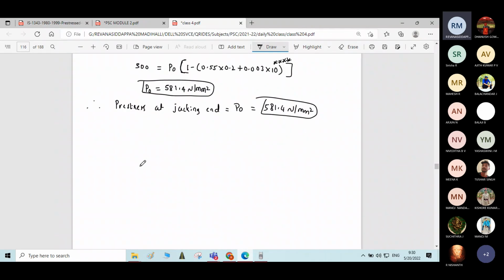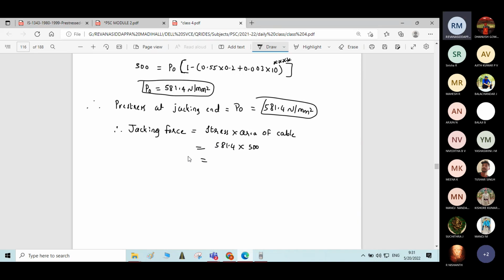Okay, therefore we can calculate the jacking force. Therefore the jacking force is equal to stress into area of the cable. Stress is 581.4 into area of cable is given as 500 mm square. You will get jacking force.